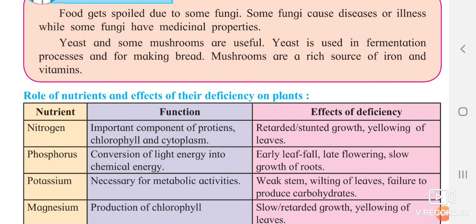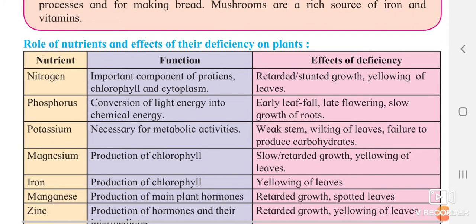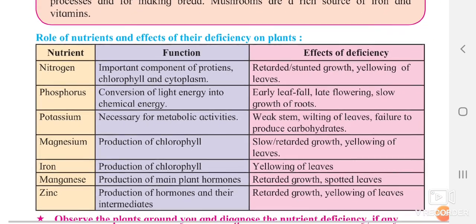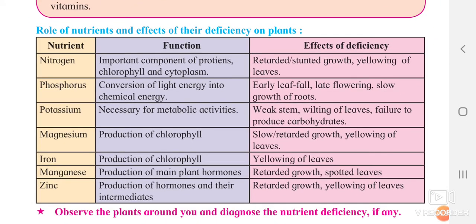Okay, the mushrooms are a rich source of iron and vitamins. You are supposed to get a good amount of iron and vitamins from these mushrooms. Now they have given you a few of the nutrients, and what are the effects and the deficiency on the plant. If they are present, what will be the effect, and if they are not present, what will be the effect on that particular plant. Their functions are also mentioned and the effects are also mentioned.